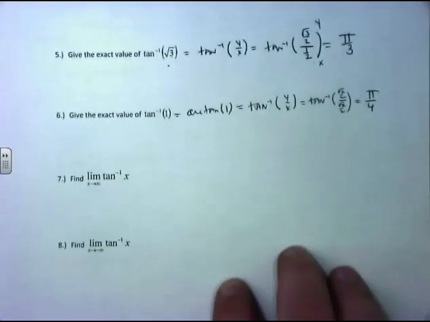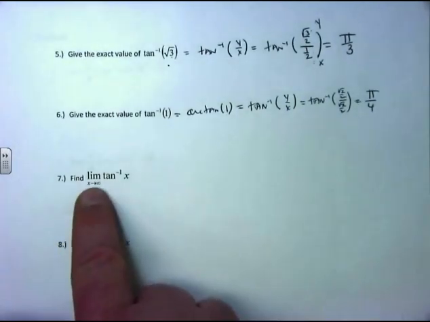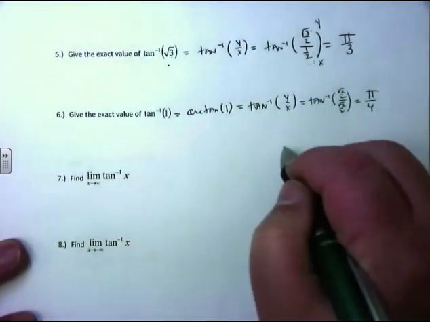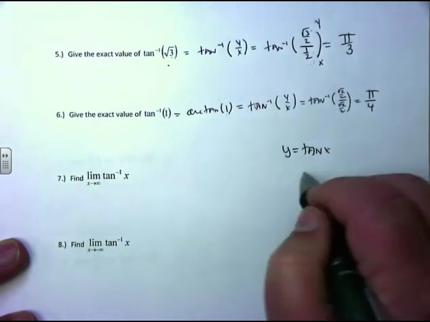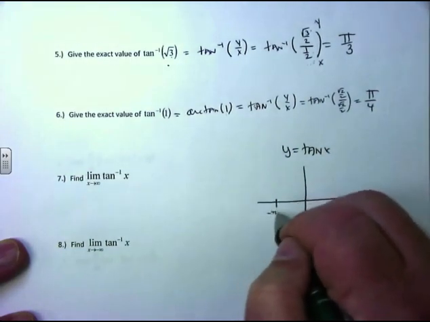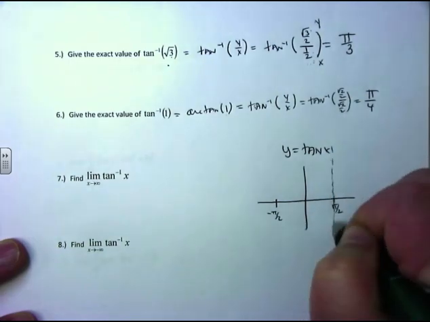Well, let's do some limit kind of problems. What is the limit as x approaches infinity of the tangent inverse of x? Well, to really get into that, you actually need to go back and look at the graph of y equals tangent of x. And if you remember, you had two asymptotes here, negative pi halves and positive pi halves.